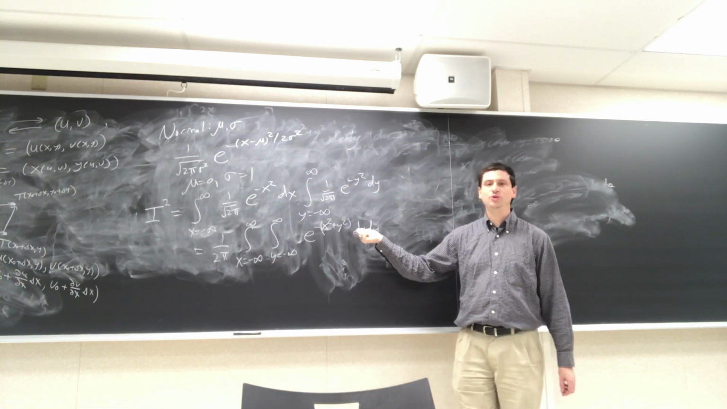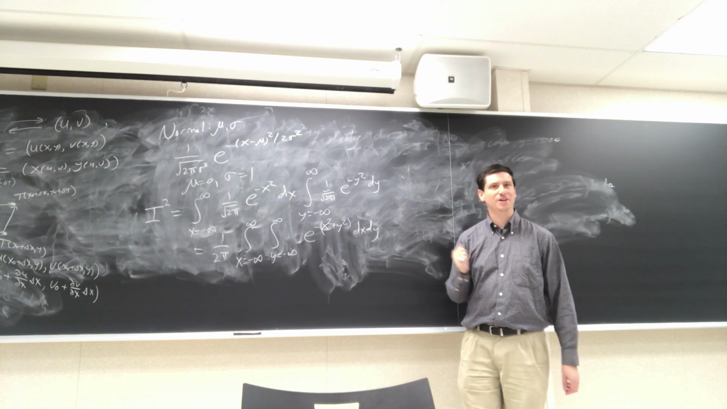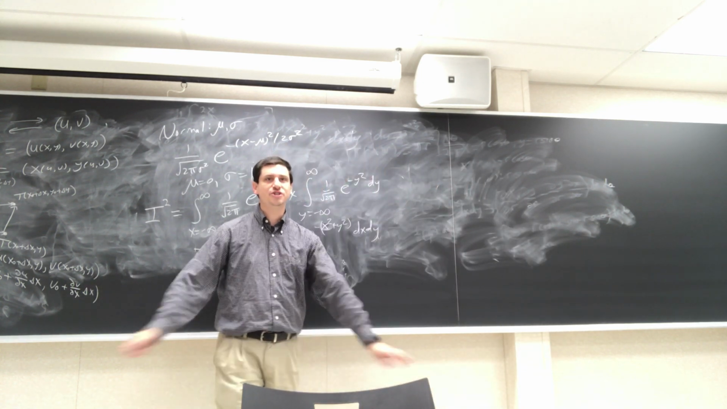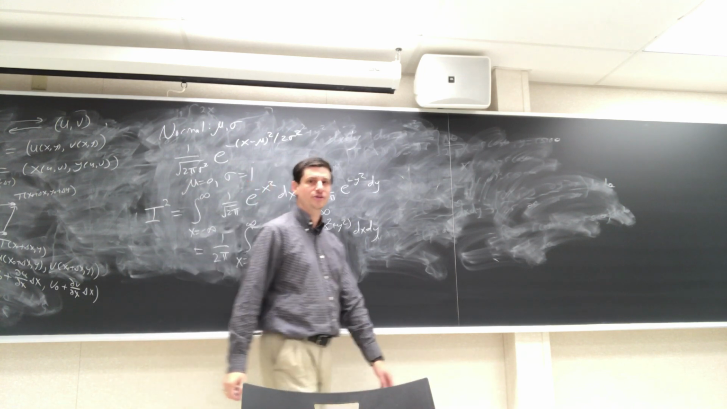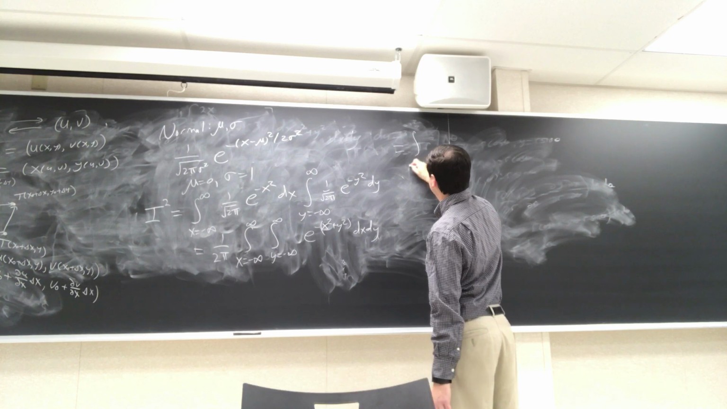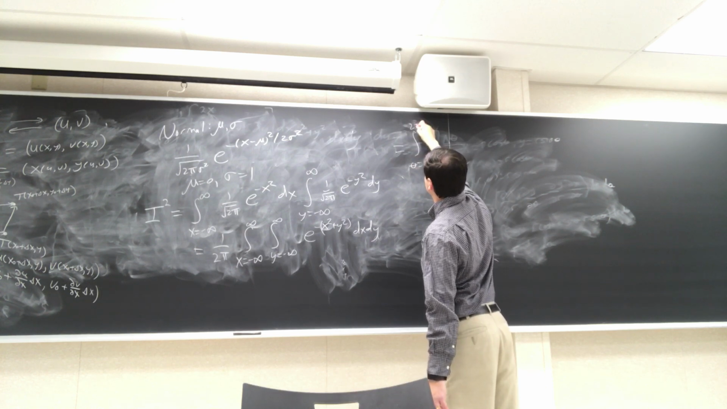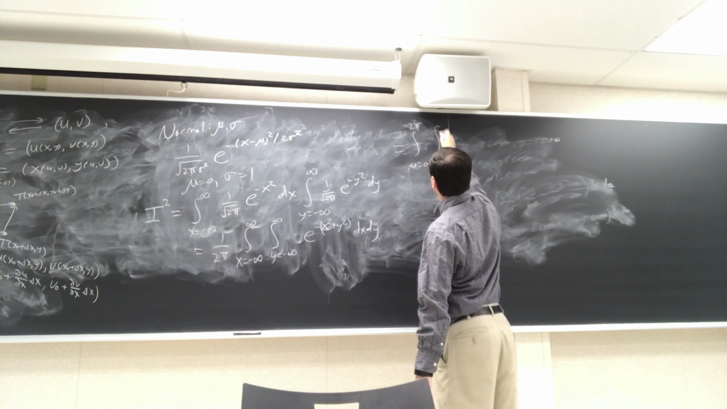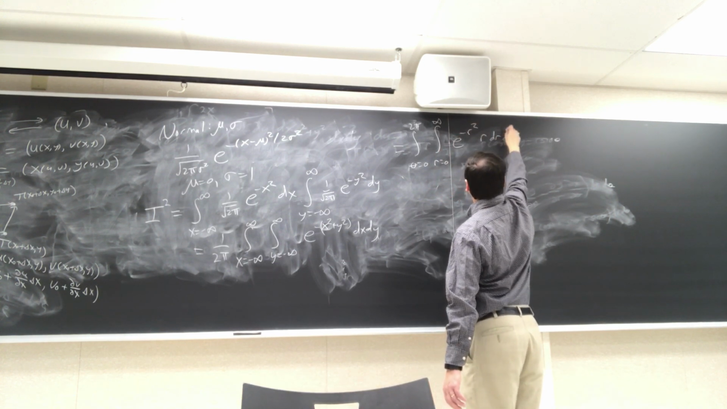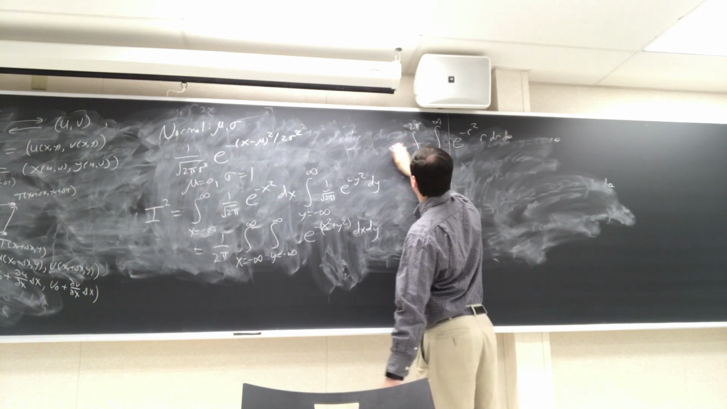Switching the order of integration will not help us because it's symmetric in x and y. If you switch the orders of integration, there's no help. So clearly switching is not going to help. What's the only thing left we can try? Polar. And so now, theta goes from 0 to 2 pi, r goes from 0 to infinity, e to the negative r squared, r dr d theta. We have a 1 over 2 pi.